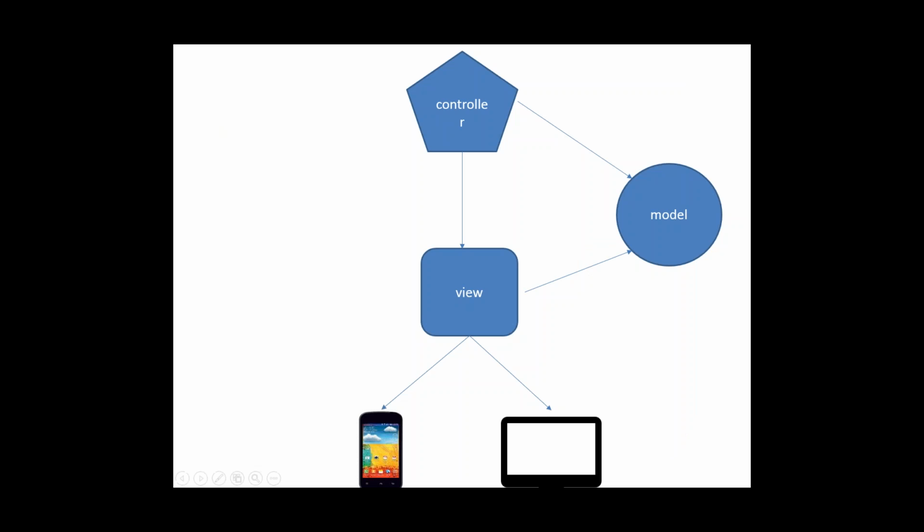So this is how this works. You have the controller, you have the model, and you have the view. Controller is your servlet, model is your business data, and this is your view. We will understand how these coordinate with each other.